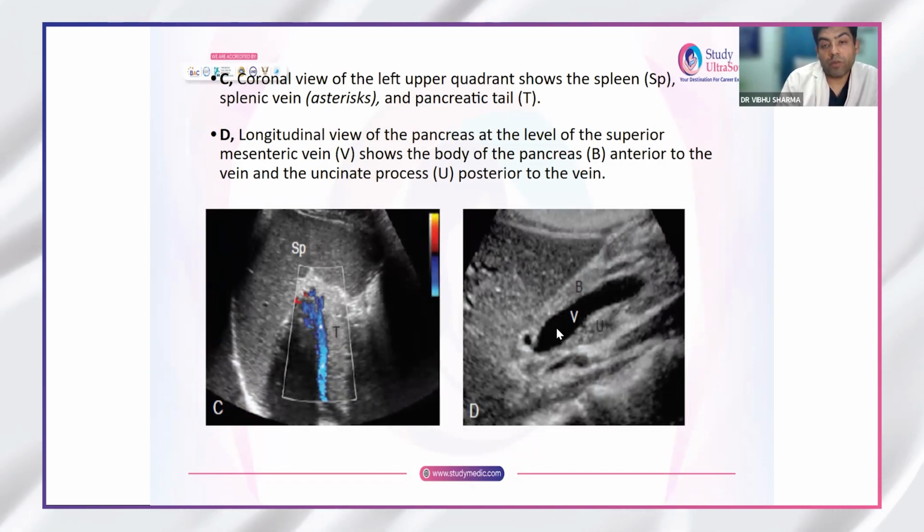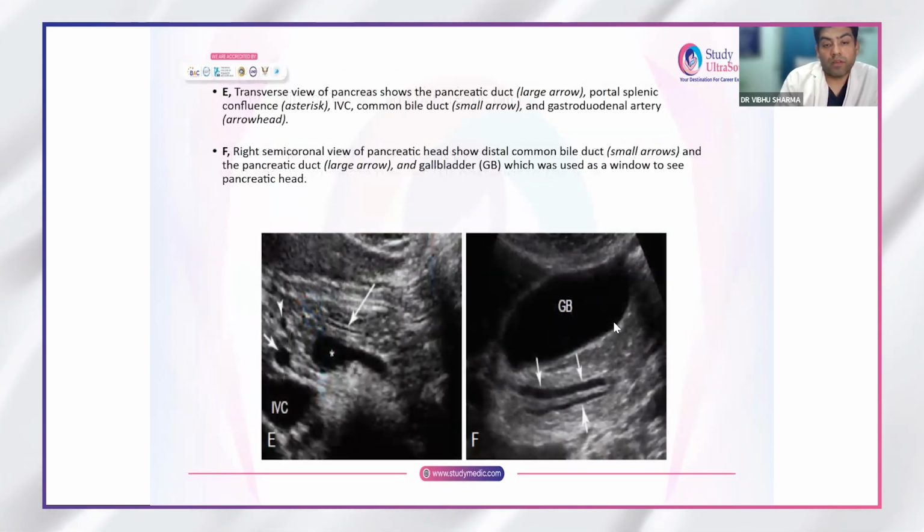This is the pancreas which is above it, and this is the uncinate process which is posterior to the vein. This is the transverse view of pancreas showing the pancreatic duct. There is a portosplenic confluence, IVC, common bile duct, and gastroduodenal artery, which is seen as an arrowhead here. This is the right semi-coronal view of pancreatic head. It shows a common bile duct and pancreatic duct, gallbladder.